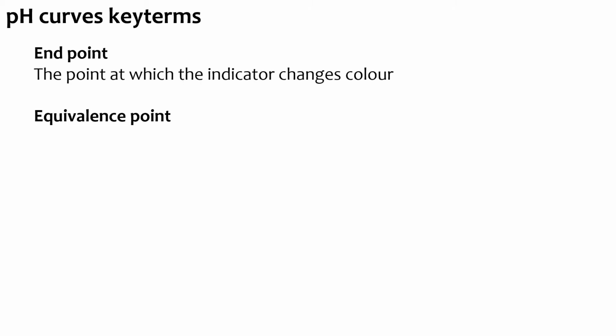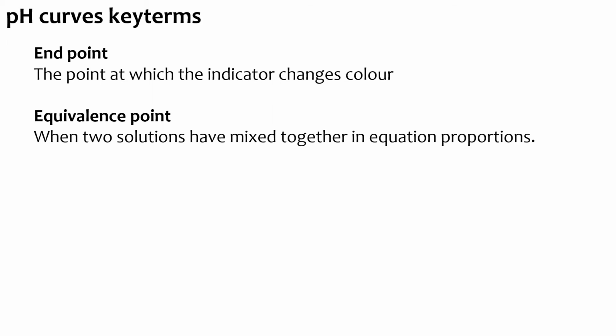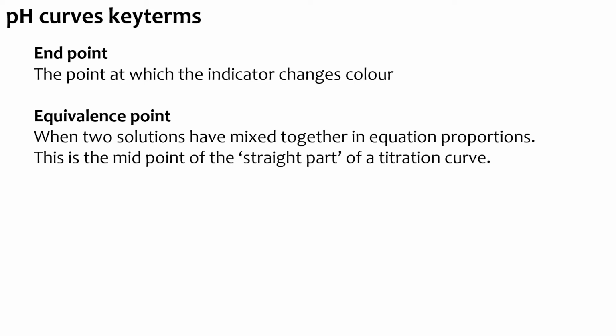So the end point is the point at which the indicator changes colour. It's the point where you finish the titration, where you stop. And then the equivalence point is when two solutions have mixed together in equation proportions. So if you've got sodium chloride and HCl, you've got a 1-to-1 ratio, the same number of moles of each. And this is the midpoint of the straight part of a titration curve. As I said, they are not the same, although they are related to each other.